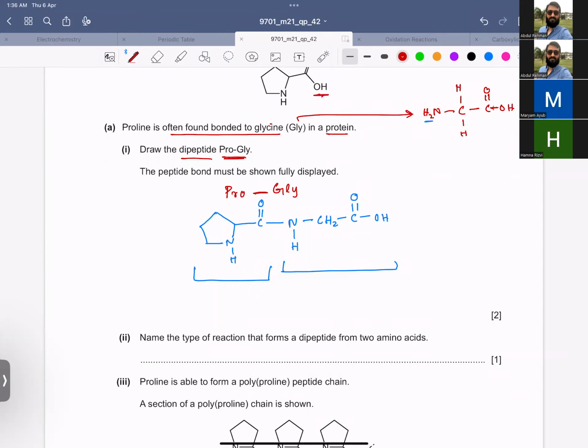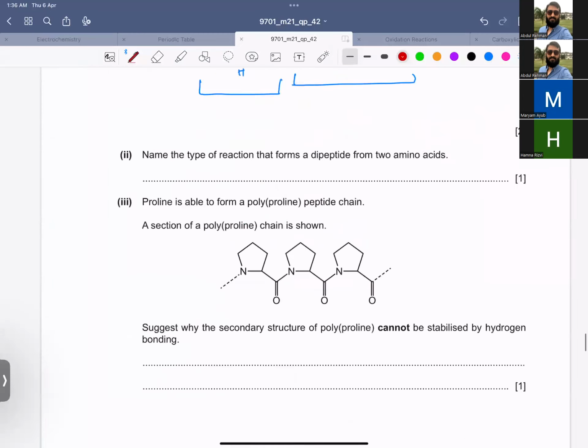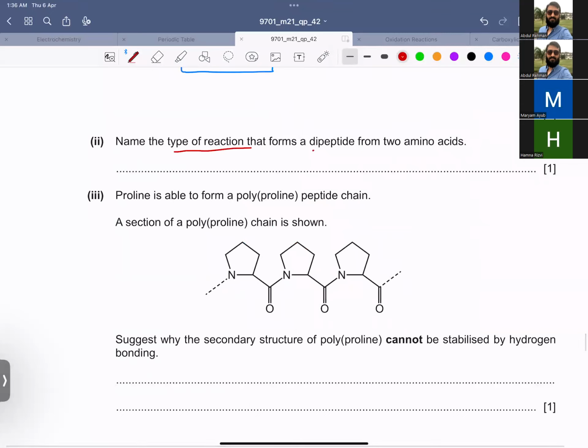From here the OH is released, and from here out of these two hydrogens, okay, let me do it this way. This hydrogen and this OH is removed, and this nitrogen is actually bonded to this carbon. Now, name the type of reaction that forms a dipeptide. So a water molecule is released and two molecules joined. So we call it, yes, what do we call it? Condensation.